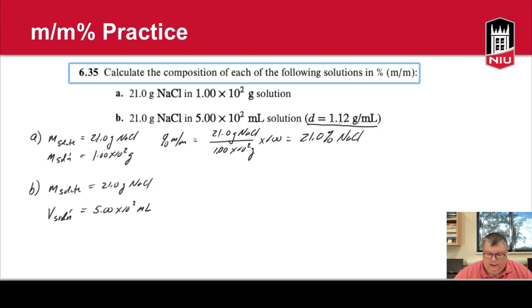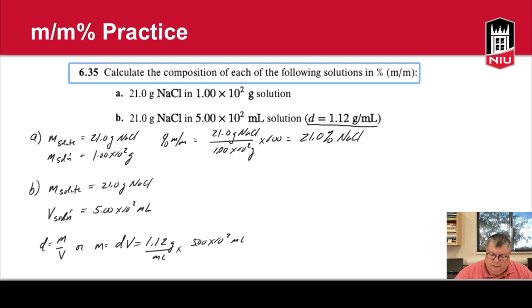So now we need to use density. Remember, density is equal to mass over volume, or mass is equal to density times volume. This will allow us to get the mass of the solution. So this is equal to the density, 1.12 grams per milliliter times 5.00 times 10 to the second milliliters. And that gives us 560 grams of solution.